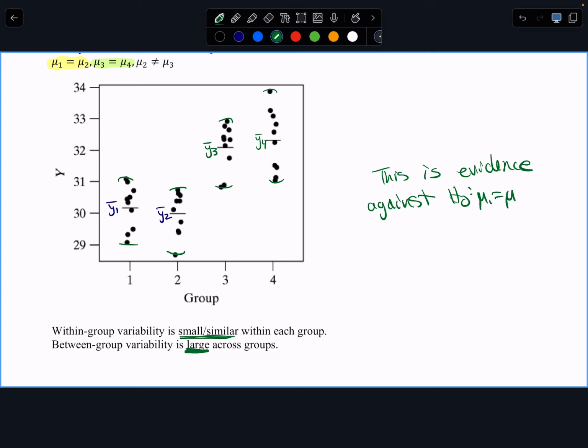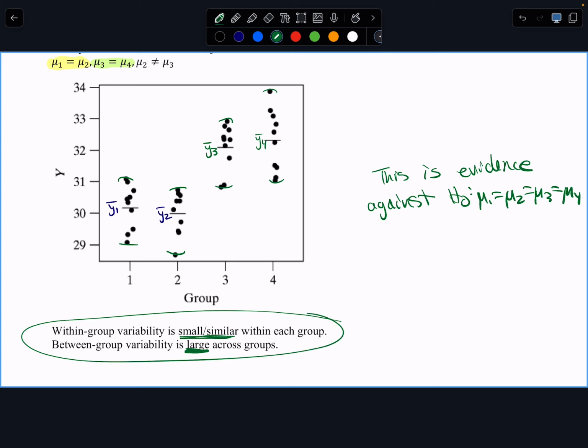mu1 equals mu2 equals mu3 equals mu4. So if I ever get in a case where the between group variability is large, especially compared to the within group variability being small, I'm going to have evidence against my null hypothesis. Okay? So again, this is why we're looking at variances here instead of looking at means just by themselves.